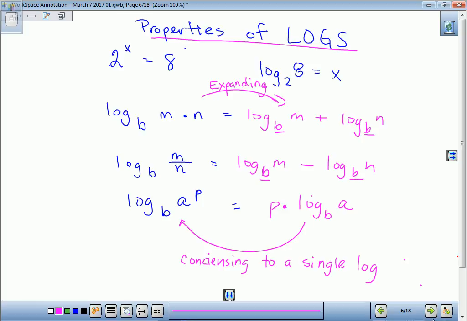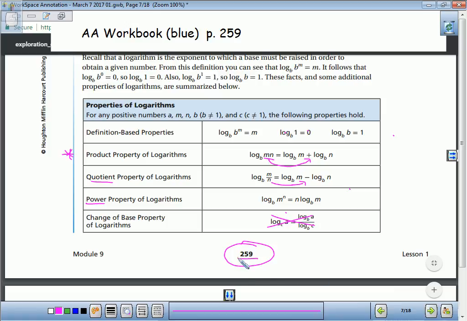Okay. Does anybody need a moment more to write those, or are we good? If you didn't write them, it's okay, because these rules are on page 259 of your workbook. They're also in your book. But this is a nice table. It does exactly what I just did, doesn't it? And it reminds us of things that just make sense.